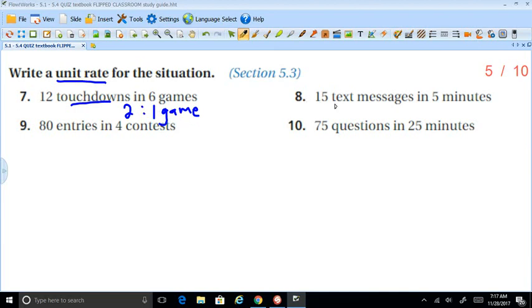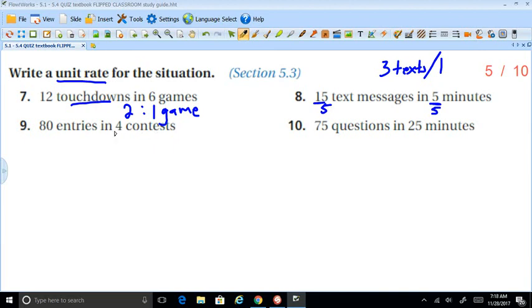Number 8, 15 text messages in 5 minutes. We want to know how many text messages in one single minute. Divide by 5, so you shrink that down to 1, and divide that by 5, shrink it down to 3. So it's 3 texts per minute.